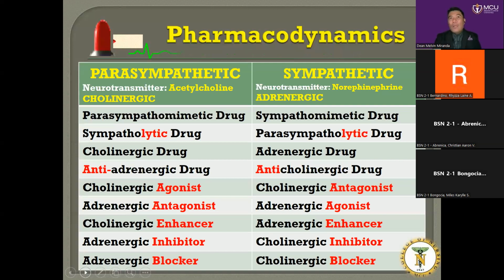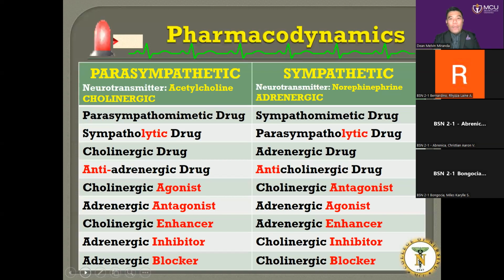Cholinergic enhancer. Cholinergic is associated with parasympathetic. Enhancer, it stimulates. So if it stimulates cholinergic, the response is parasympathetic. Adrenergic inhibitor: it inhibits the adrenergic. It inhibits the sympathetic. So it contradicts the effect of sympathetic, then it's parasympathetic. Similar also with inhibitors, blockers. So antagonists, inhibitors, blockers, these are terms used in most drugs to counteract receptors, to counteract their effect.